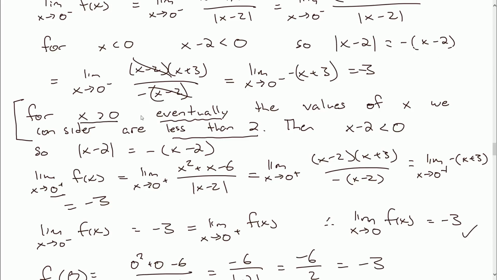So we have to go a little step further and say, eventually, things are going to be less than 2. And that means that eventually the x minus 2 values will be negative. Okay, as we get closer to 0, the x minus 2 values become negative, and so absolute value of x minus 2 becomes negative of x minus 2.